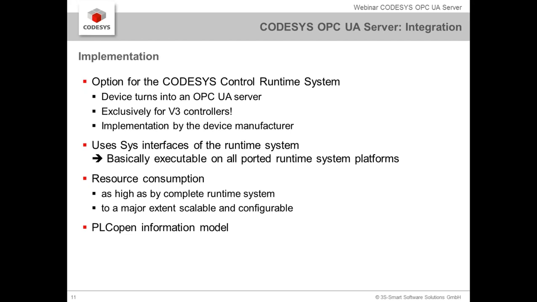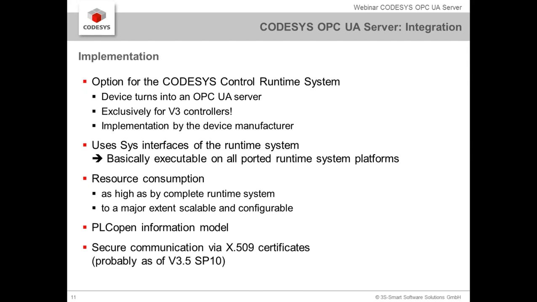The CODESYS OPC UA server supports the PLCopen information model, so the data types of PLCopen are supported and used. What is not yet supported, but is in development at the moment, is secure communication via X509 certificates. This is currently being implemented, and we plan to release that secure communication with CODESYS version 3.5 Service Pack 10, which will be released in December 2016, so this year.